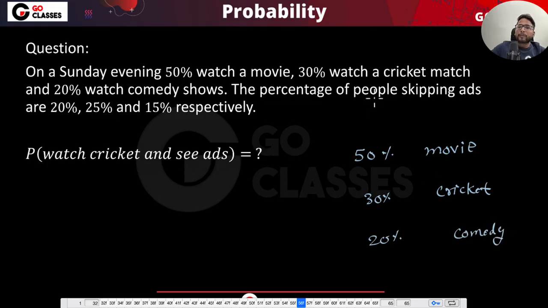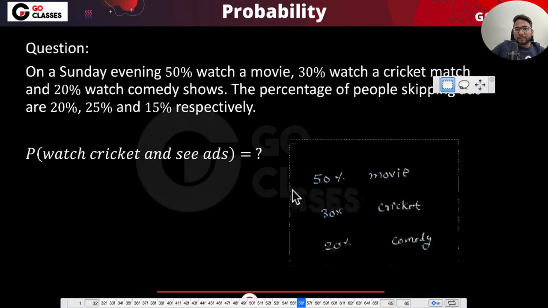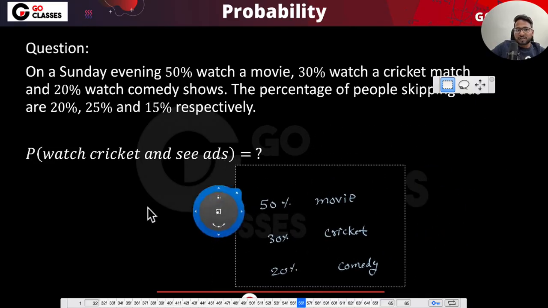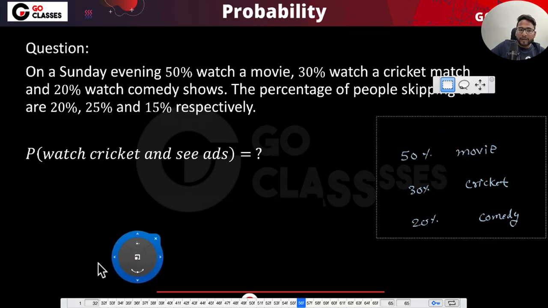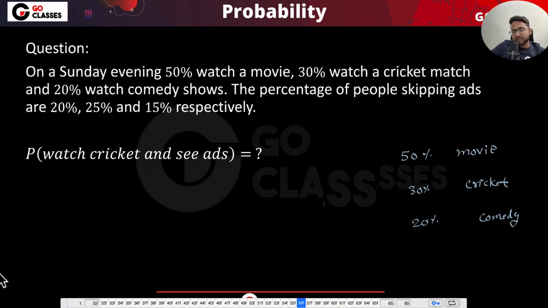Cool. Now the percentages of people skipping ads are 20%, 25% and 15% respectively, which means if they are watching a movie, then with a 20% ratio they will be skipping the ad. If they are watching a cricket match, then there is a 25% chance they will skip the ad, and if they are watching comedy, then there is a 15% chance they will skip the ad.